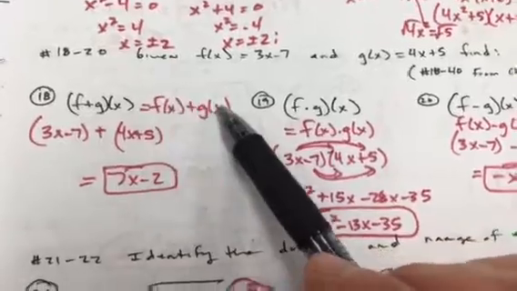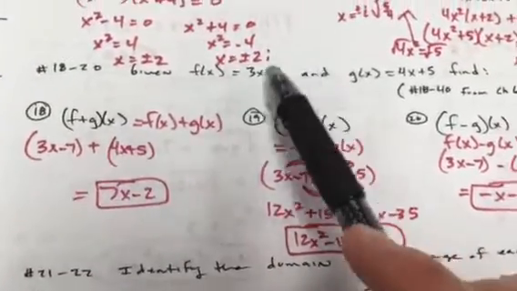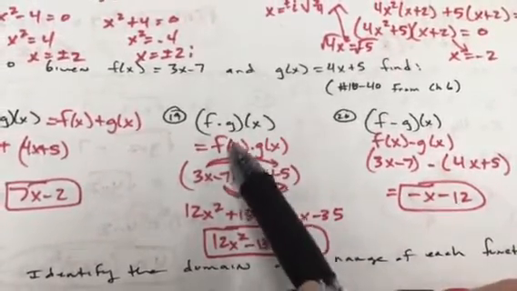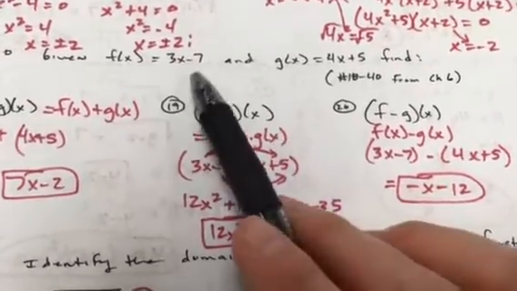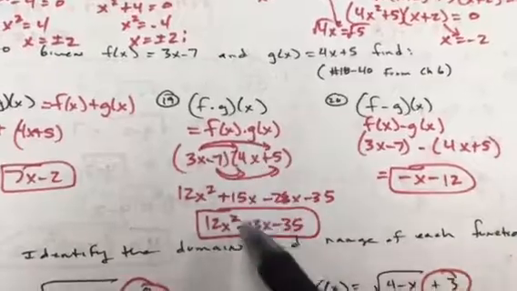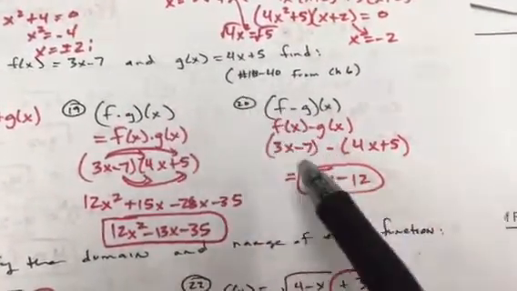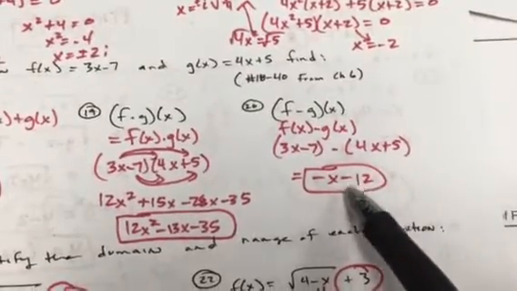Just simply add f of x and g of x here. That's what it means. So take this plus this, combine like terms. Simply multiply f of x times g of x. So take this times this, first, outer, inner, last, and simply subtract this and this. Make sure the negative goes through to both, leaving you with negative x minus 12.